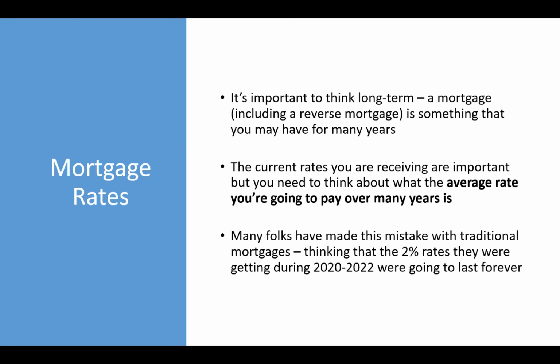They got super low rates during 2020 to 2022, around 2%. And some people thought this was going to last forever and they would have a 2% mortgage for 20, 25, 30 years. And now they're finding out that's not the case. So that's why it's important to think long term, think about what the rate's going to be over the long haul, not just whatever the rate is now.